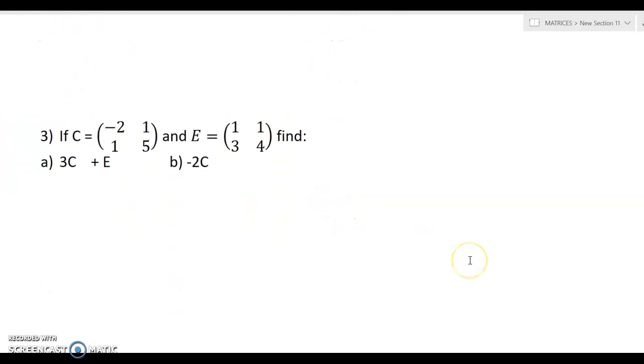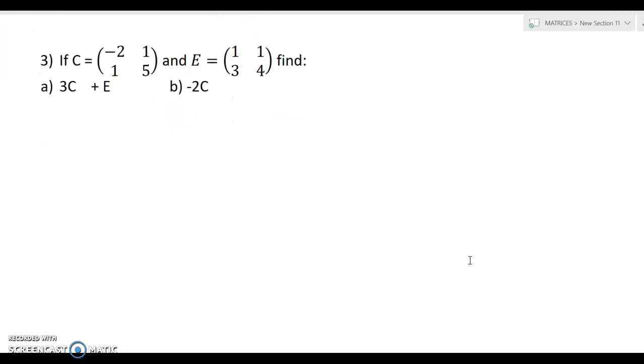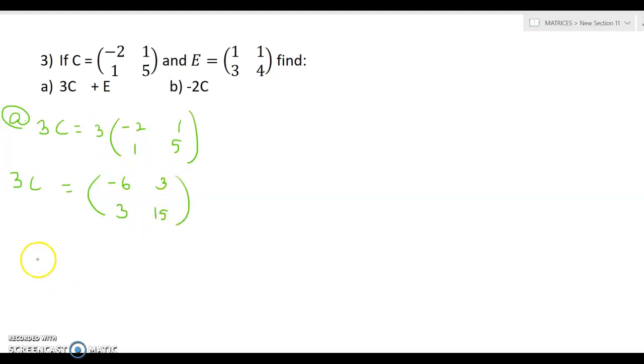Let's look at number 3, which I believe is the last one, yes. So number 3, we have matrix C and matrix E. So let's do A first. 3C plus E. Let's find 3C first. 3C would be 3 by minus 2, 1, 1, 5. So 3 by minus 2 is minus 6. 3 by 1 is 3. 3 by 1 again, 3. 3 by 5 is 15. So that's 3C.